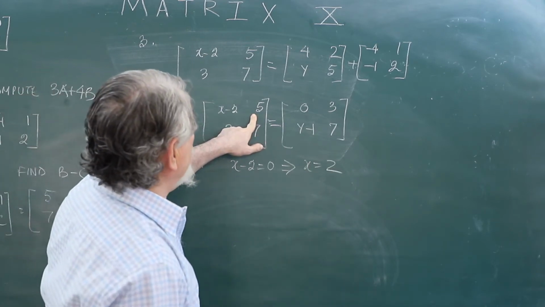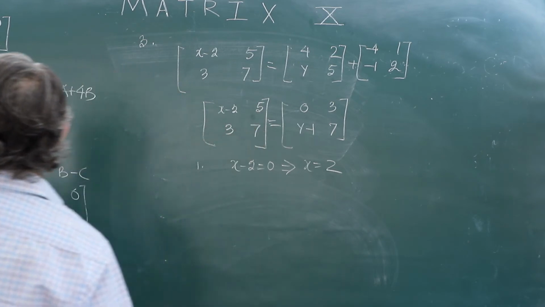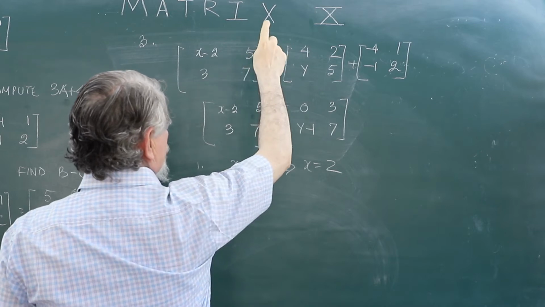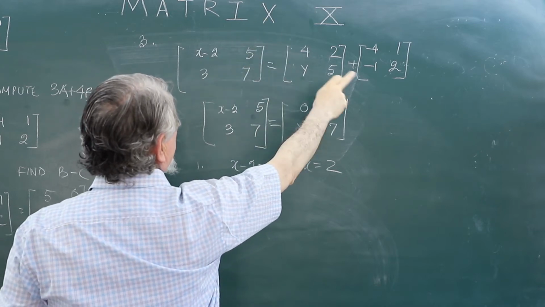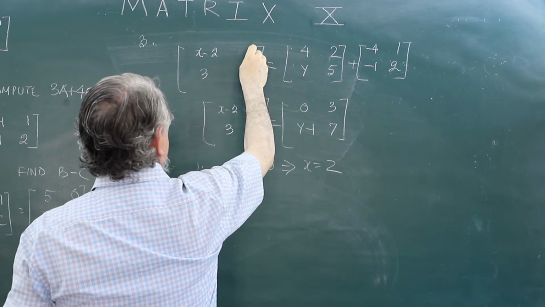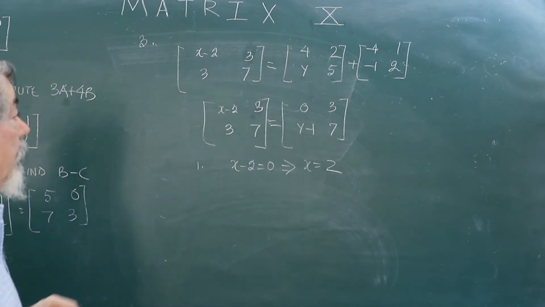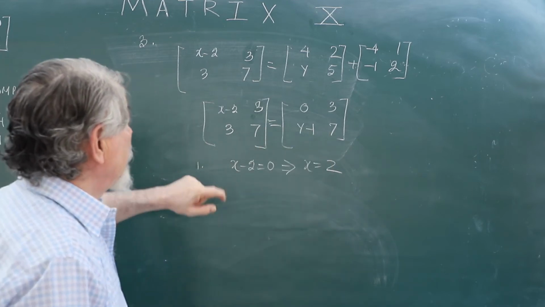5 cannot be equal to 3. There has to be something wrong. Either this element has to be 3. It can't be, 5 can't be equal to 3. It has to be 3 equal to 3. And like 7 is equal to 7.